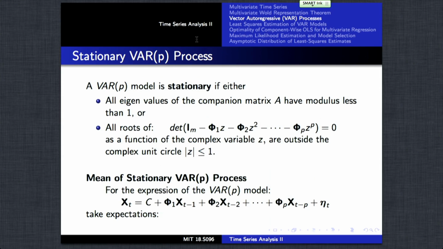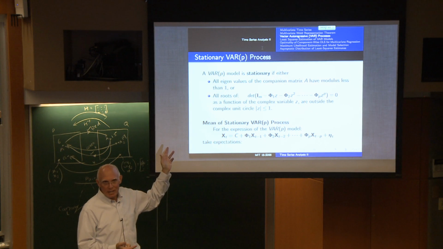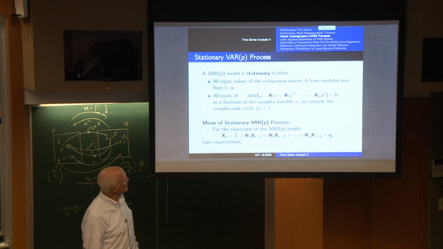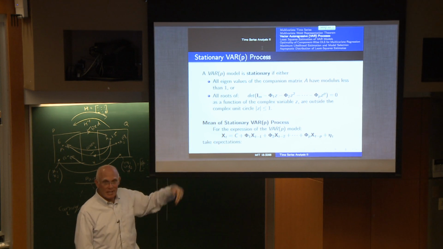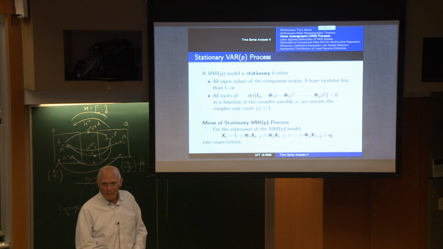And equivalently, all roots of this equation need to be outside the unit circle. You remember there was a condition for univariate autoregressive models to be stationary, that the roots of the characteristic equation are all outside the unit circle. And the class notes went through the derivation of that. This is the extension of that to the multivariate case. So basically, one needs to solve for roots of a polynomial in z and determine whether those are outside the unit circle.